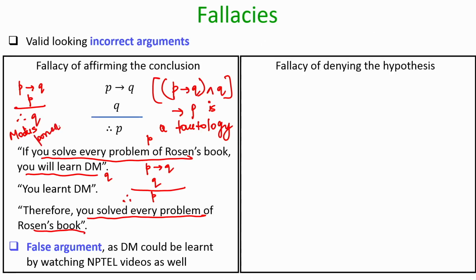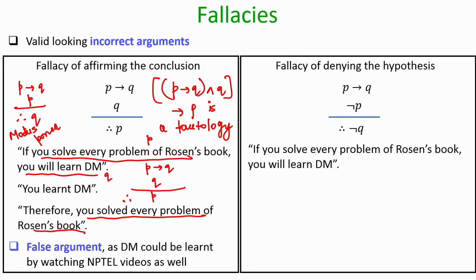Now, let us see another fallacy. This is the fallacy of denying the hypothesis. The argument form here is P implies Q, negation P. These are the two premises, and the conclusion you are trying to draw is negation Q. An instantiation of this abstract argument form is the following. Say again, my premises are: if you solve every problem of Rosen's book, you will learn discrete maths. You did not solve every problem of Rosen's book.